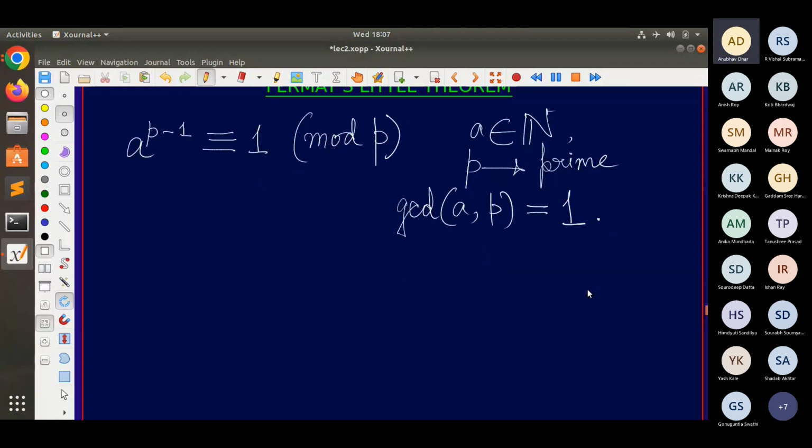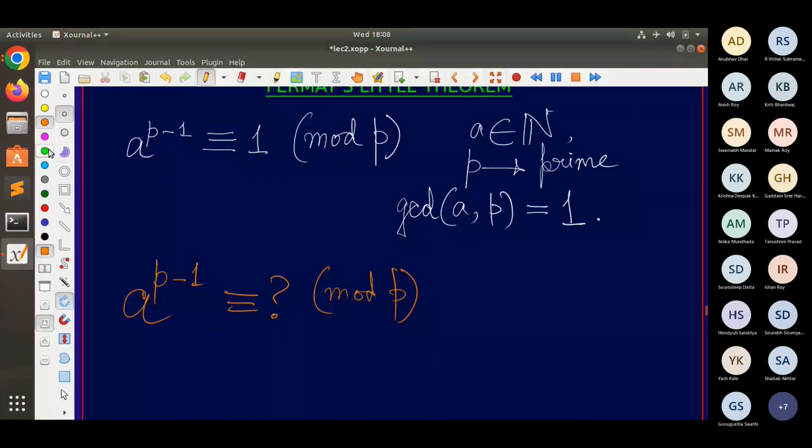First of all, can anyone tell me why this condition is important? What would happen if a and p are not coprime? More specifically, can someone tell me what this value would be? Anyone? Any guesses? Any suggestion? What should lead to this?